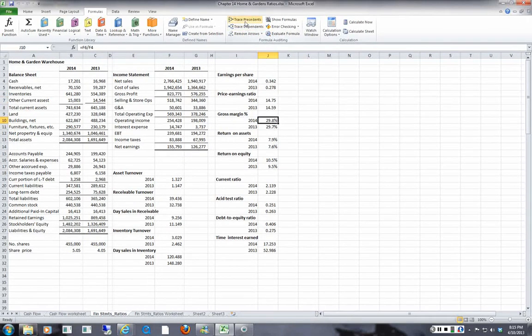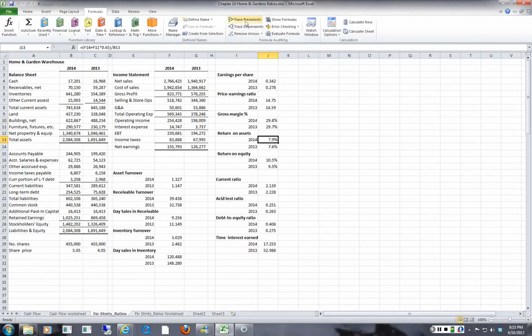Gross margin. Gross margin takes the gross profit and divides that by the sales, and we come up with a 29.8% gross profit. And it's just a little bit better than the preceding year, but that's pretty consistent.